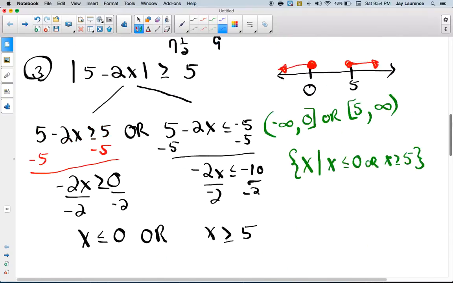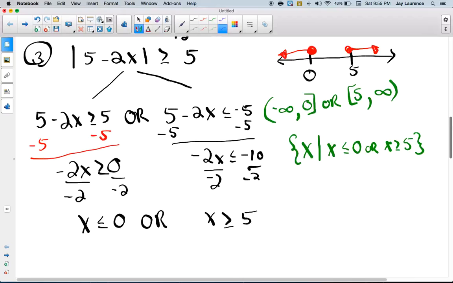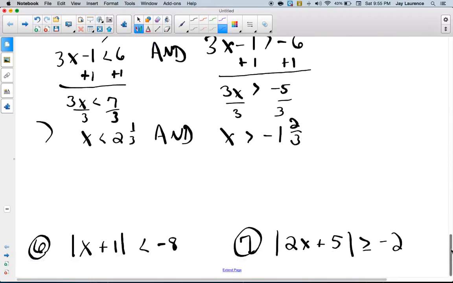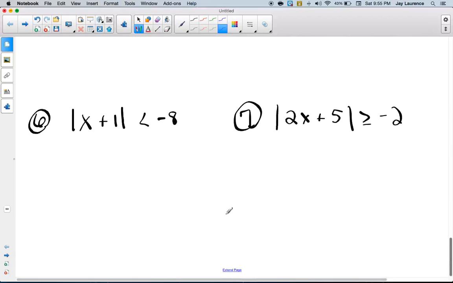You'll be getting your true statements on this one for numbers less than 0, like, say, negative 1, and numbers greater than 5, like 6. And you'll get false statements for 1, 2, 3, 4, 4.5, whatever. You don't have to check them all, but I would check all 3 regions.